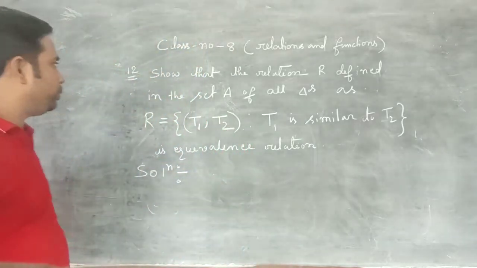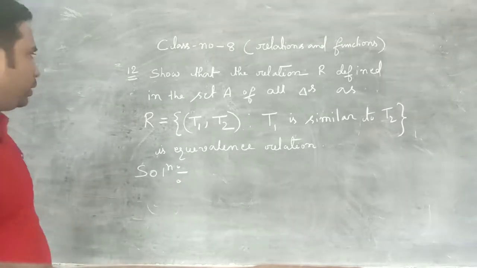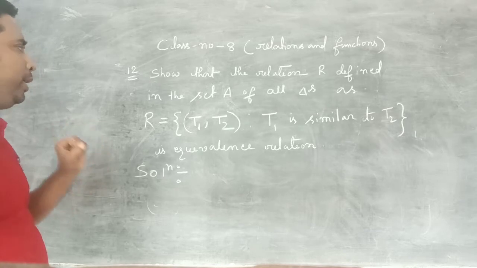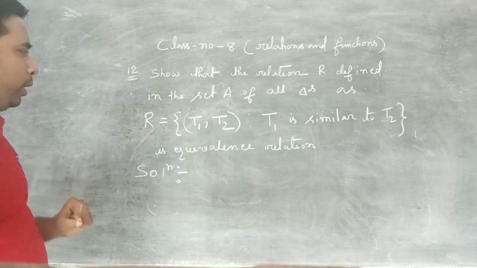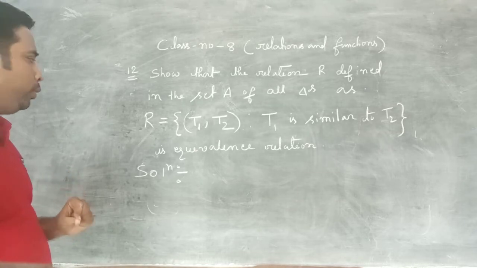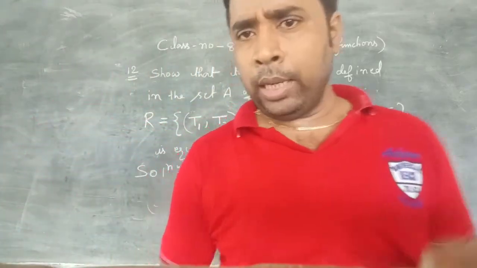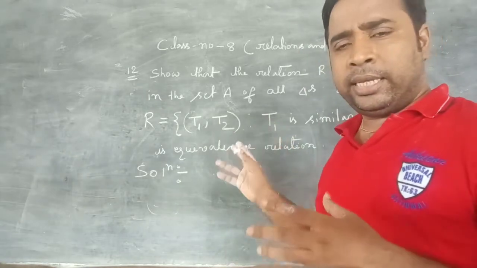I have written the question here, class number 8, relations and functions. What is the question? Question number 12 I am showing you. Show that the relation R defined in the set A of all triangles as R equal to {(T1, T2): T1 is similar to T2} is an equivalence relation. That is the question.